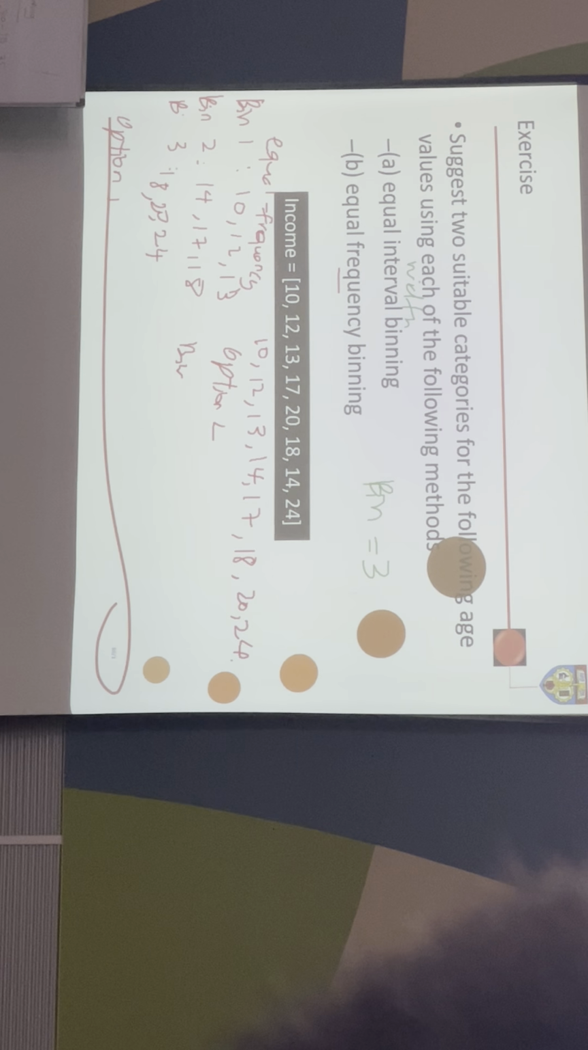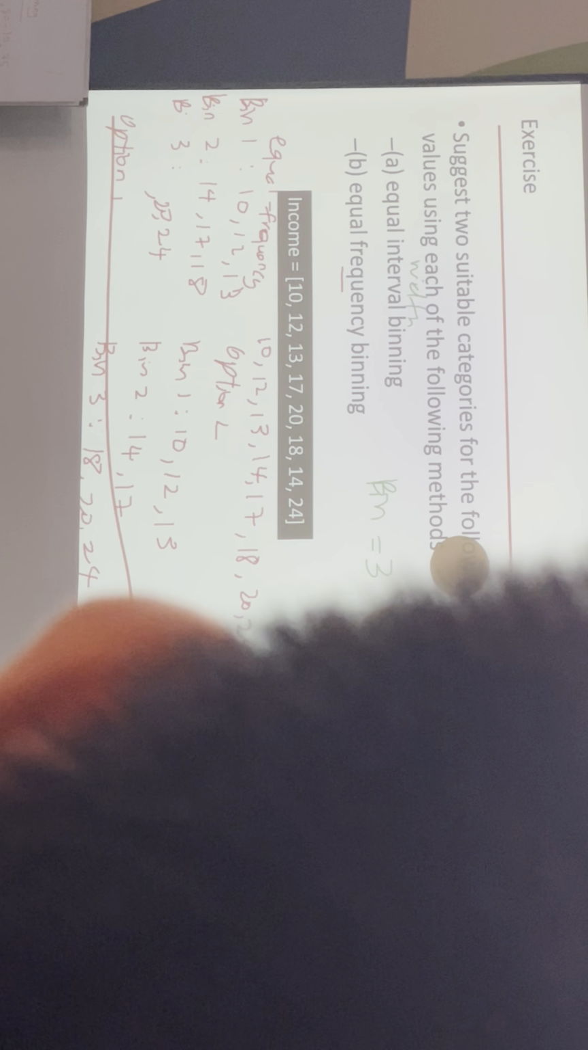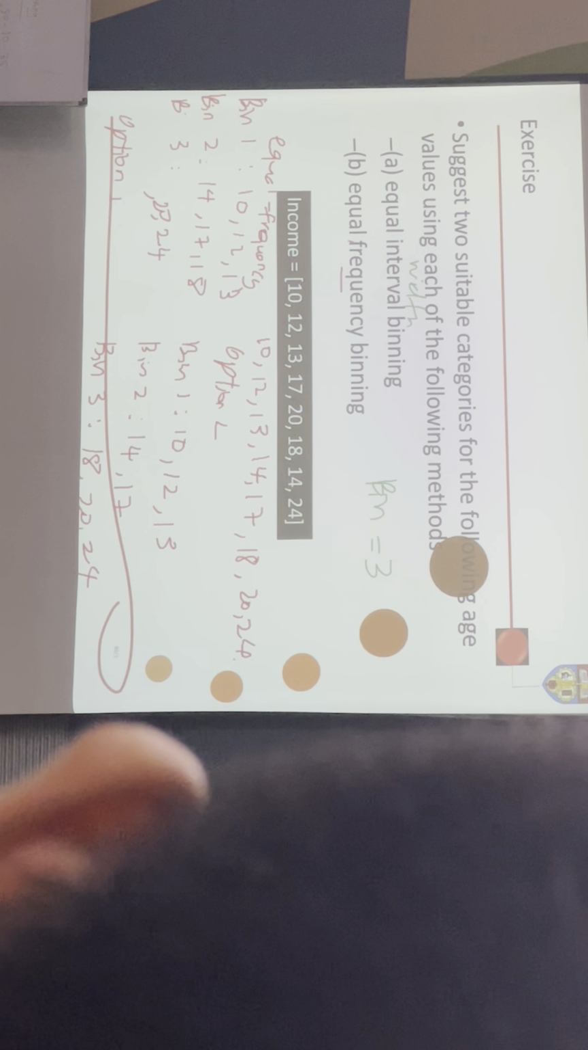So bin 1: 10, 12, 13. Bin 2: 14, 17. So bin 3: 18, 20, 24. Option 1 for equal frequency, this one or this one, because the data points do not have the same frequency.